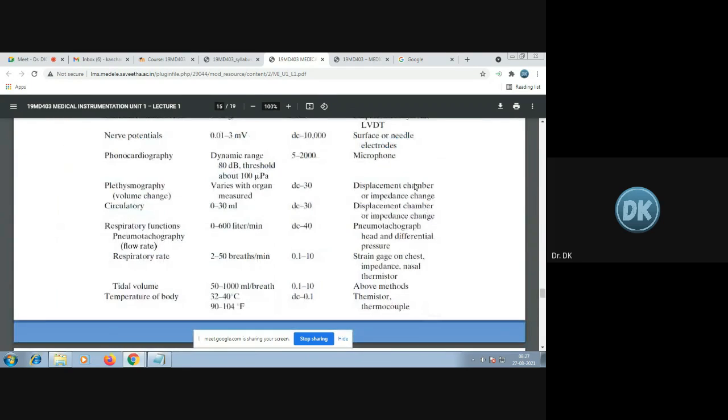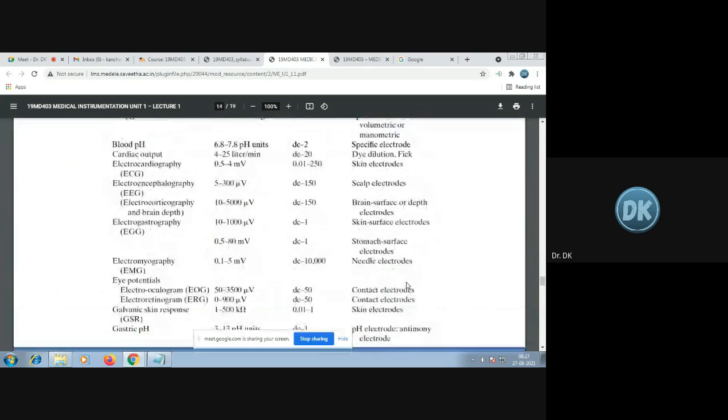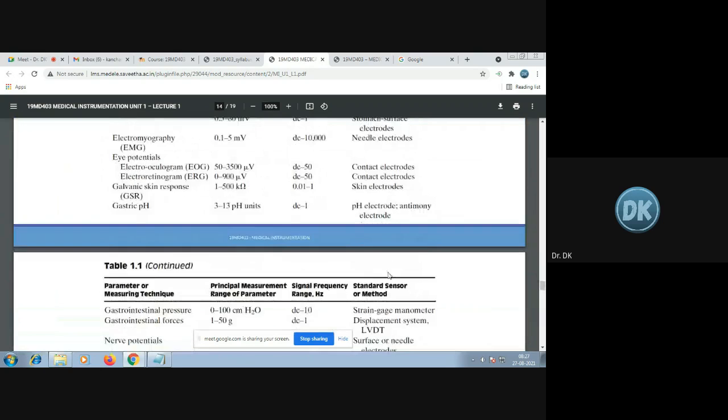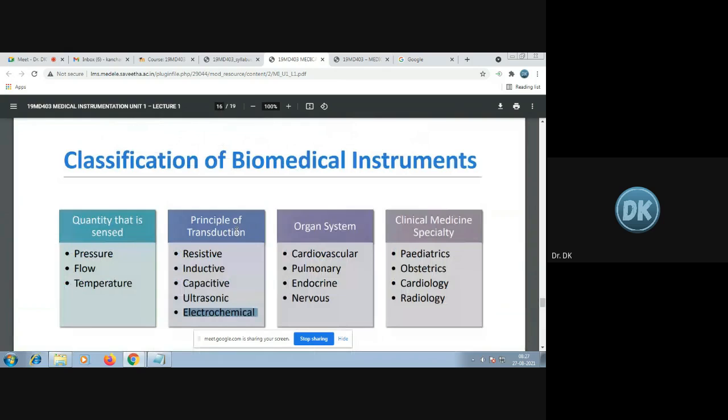If you look at the previous table, we have seen the different sensors there, right? Each one is based on a different principle. So based on the principle of transduction, we can classify the biomedical instruments.